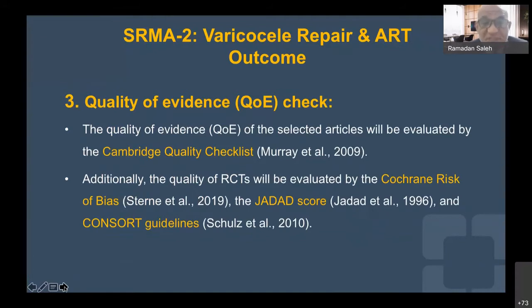For quality of evidence check, we are selecting the articles based on their quality, and we use 4 tools for quality check, including the Cambridge quality checklist, which is suitable for all kinds of studies, and additionally we use 3 more quality of evidence check tools for randomized controlled trials, which include Cochrane risk of bias, the JADAD, and the CONSORT.